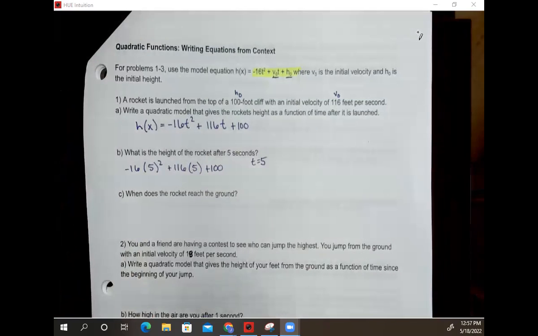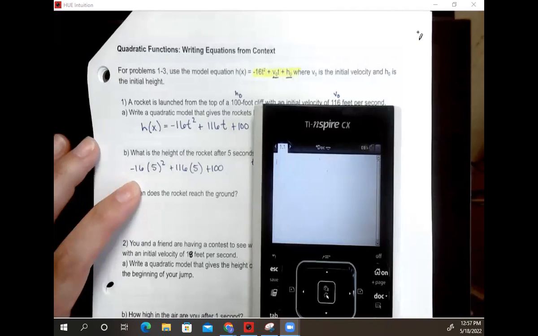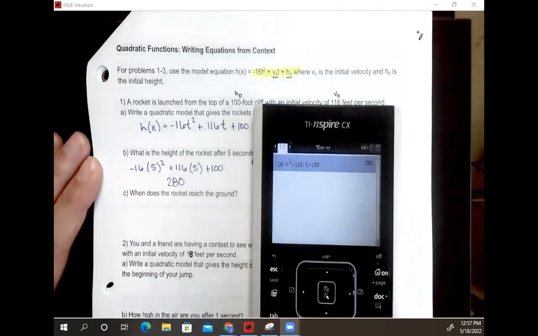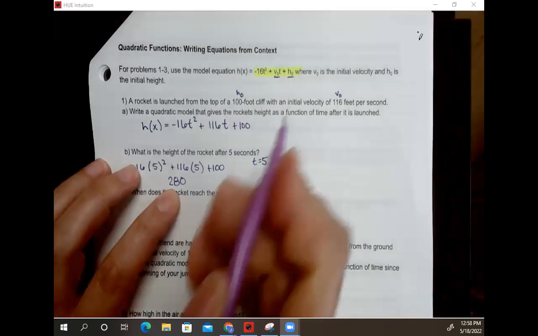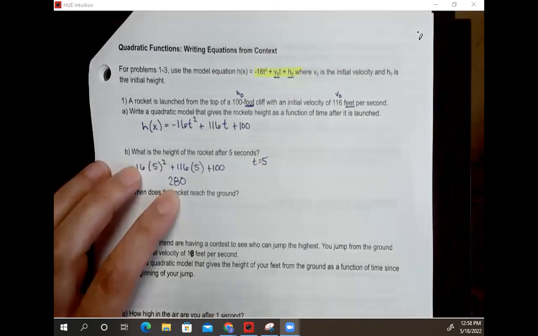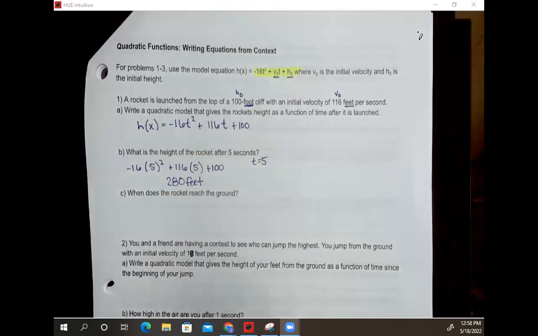This I can simplify on my calculator. So if I pull my calculator over, I would have negative 16 times 5 squared plus 116 times 5 plus 100. I get 280 there. 280 when I simplify. So my question was, what's the height? So 280, I see feet as my height label in my problem. So 280 feet there. Questions for me so far?